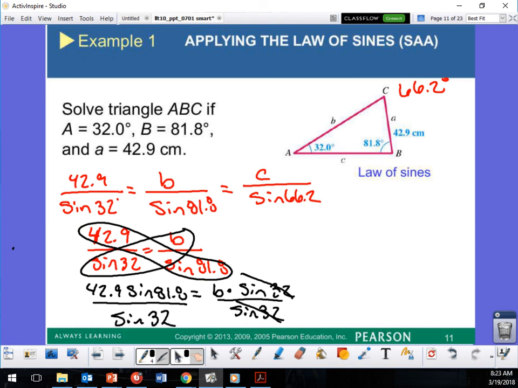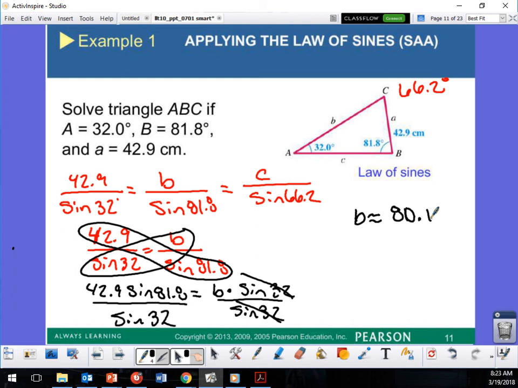so little b. Do you have to set it up like this, or are there other ways? It's only cross products. Law of sine is always cross products. There's a law of cosine, which is a pain. It's a little bit harder, or some people find it easier, but this is just algebra right here. So we're just setting it up, cross products, which is algebra. Okay, so that's going to be little b.